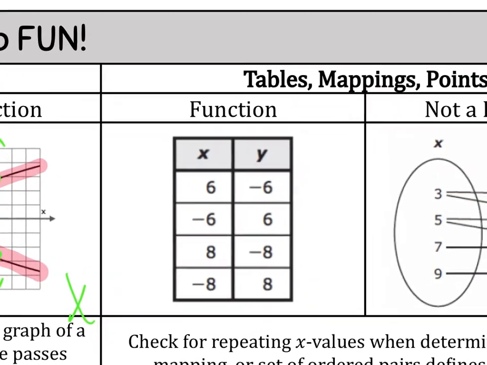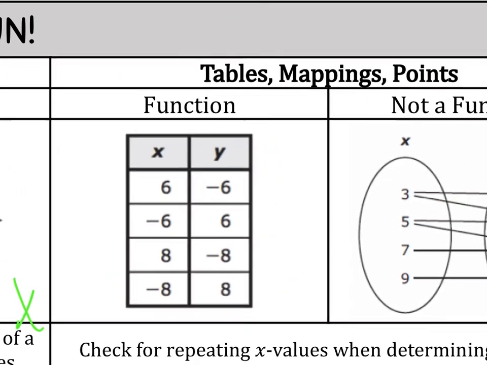Now let's talk about finding whether or not it's a function whenever you have a table. When we're looking at tables, we're only interested in our x values because we want to see if our x's are going to repeat. If our x's repeat, that means it is not a function. In this table, we have 6, -6, 8, and -8. Each one of those is a different number. So our x's do not repeat, and it is a function.